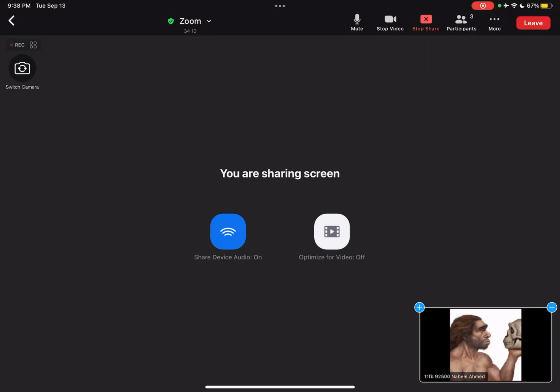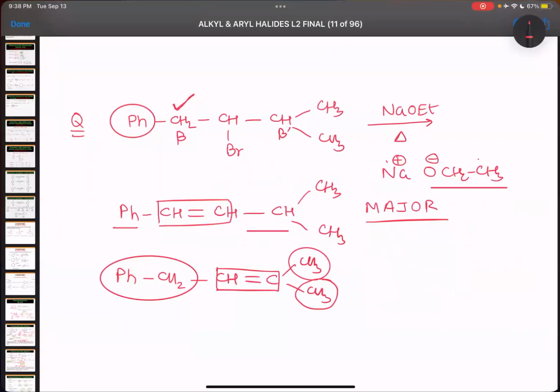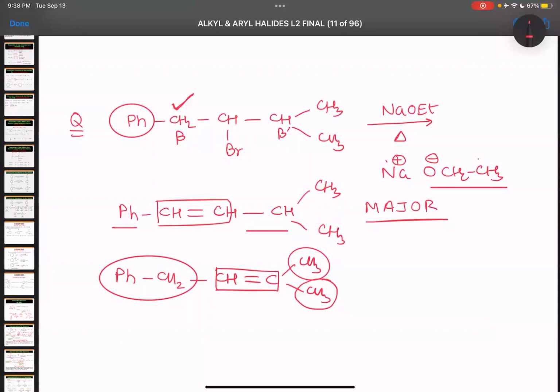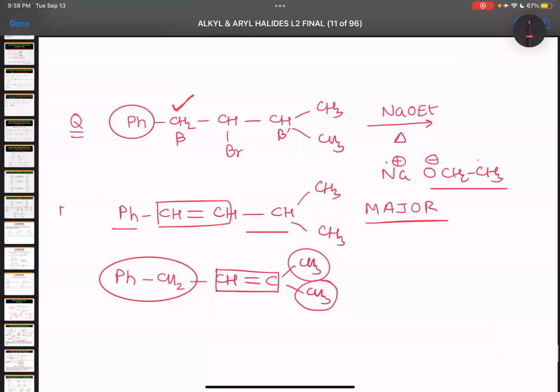Sir, so in most of the cases this is true. If the groups are normal alkyl groups, you are going to make an alkene which is more branched. I will write one more example here to make you understand. So this is the Zaitsev alkene. Is it clear? This is the major alkene, right? And this is the minor.